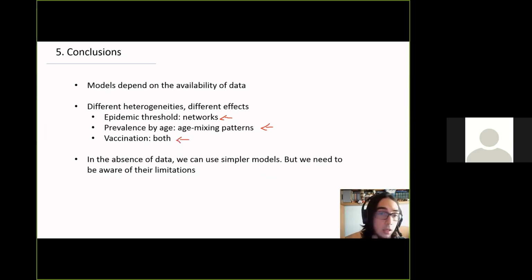But not everything is lost. In the absence of data, we can use simpler models. But it's really important to be aware of their limitations.